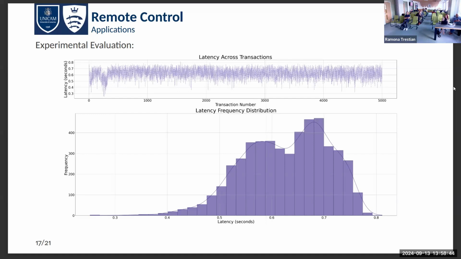Usually, on a basis of 5,000 transactions, we can see that the average latency is between 0.6 and 0.7 seconds. That is less than 1 second. That is even better than a human intervention, which in some way should be slower than the physical skills.